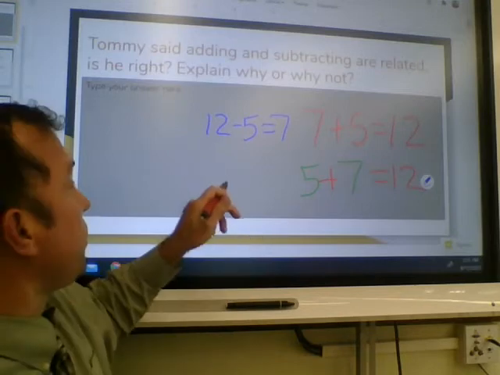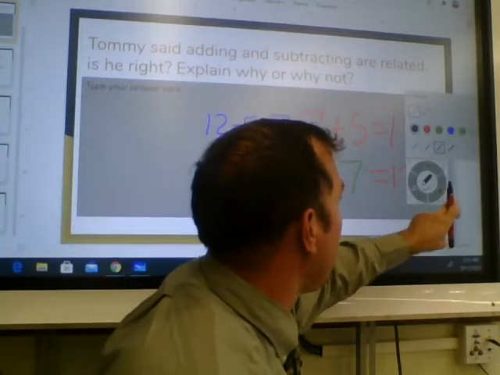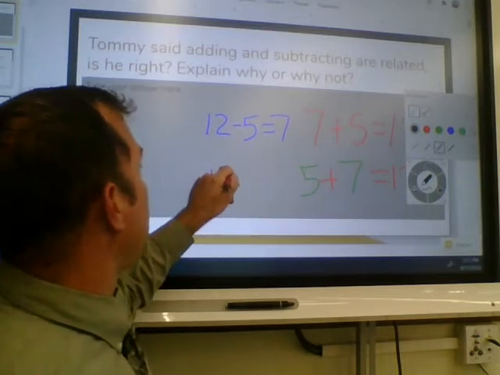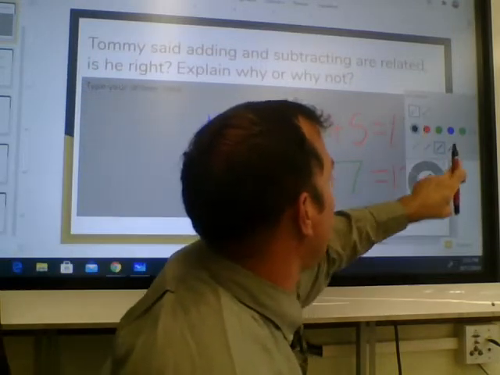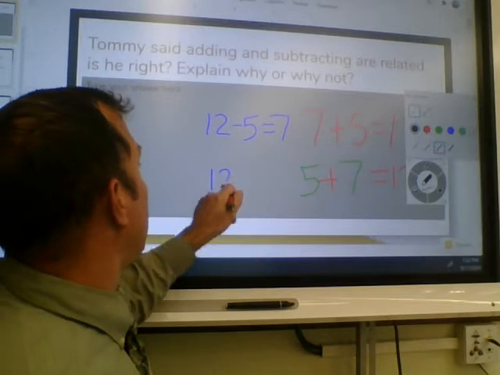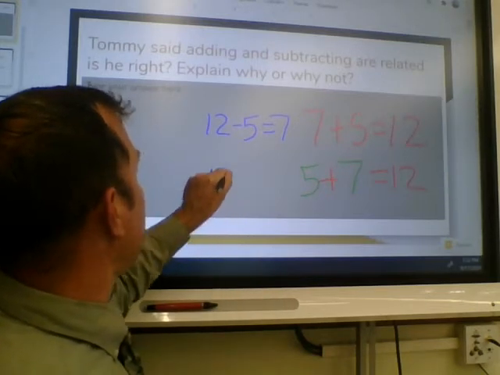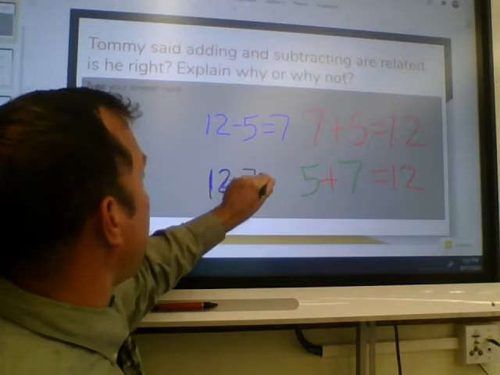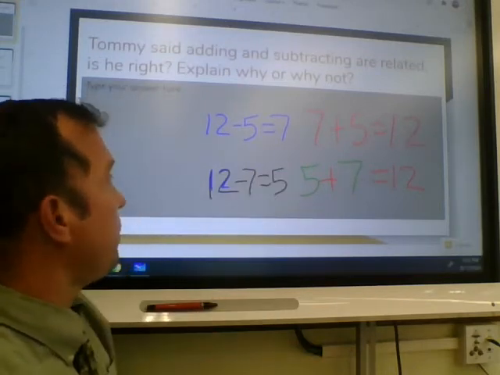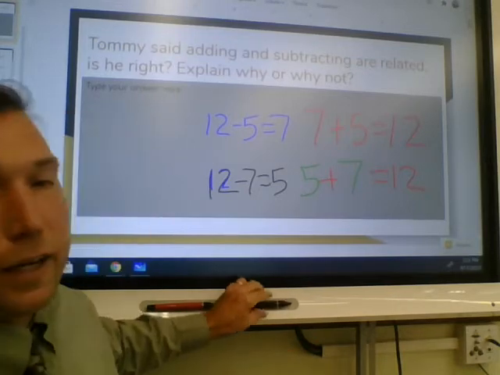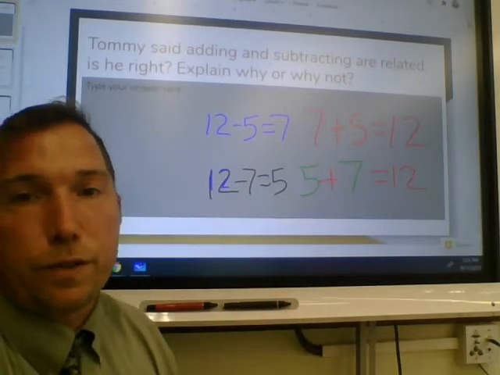Well, again, I can do our last math fact. I'll pick a different color. I can do 12 minus 7 equals 5. So they are kind of related in a way. I said in a way they kind of undo each other. They're called an inverse relationship.